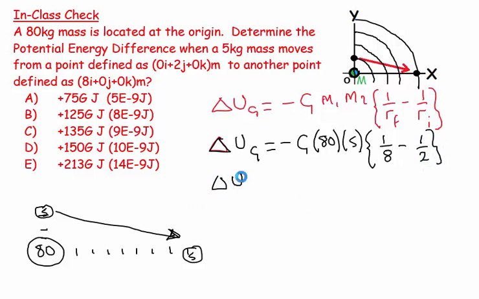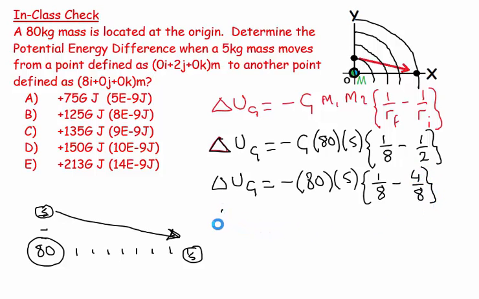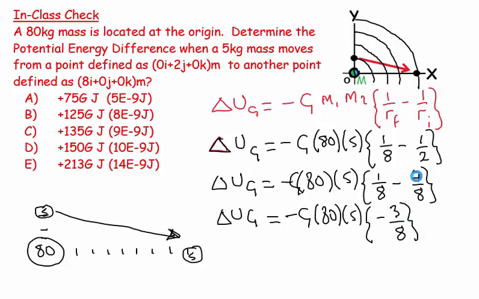So we have delta UG is equal to minus G, I'm going to leave my base numbers in there, so it's 80 and 5. And then this would be 1 over 8 minus 4 over 8. 4 over 8 is the same as a half. So delta UG is equal to minus G times 80 times 5, and now this is going to be minus 3 over 8. 1/8 minus 1/2 is minus 3/8.